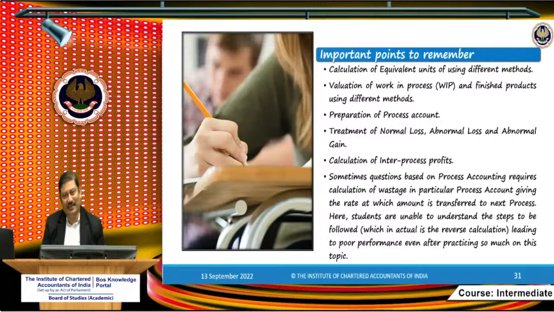Abnormal account, yes, obviously you have to prepare. And abnormal gain calculation is also a very tricky one in process account. Unless you calculate everything, suddenly you will find that there is a difference and you have gained which you have not expected, which is known as abnormal gain. Abnormal loss we are more accustomed with, but when there is an abnormal gain, that also you need to account for, otherwise your question will be wrong.